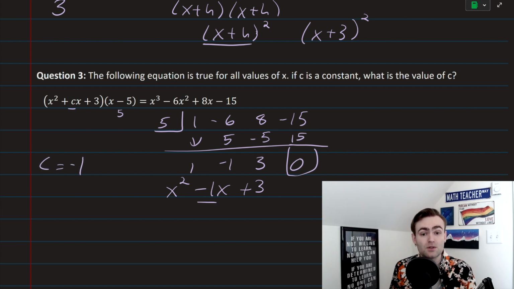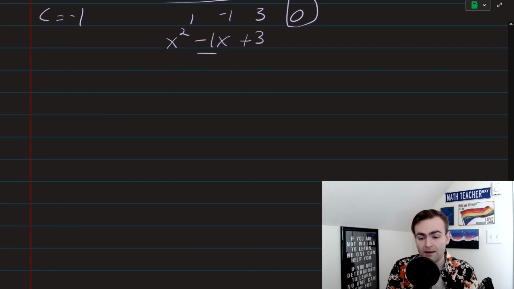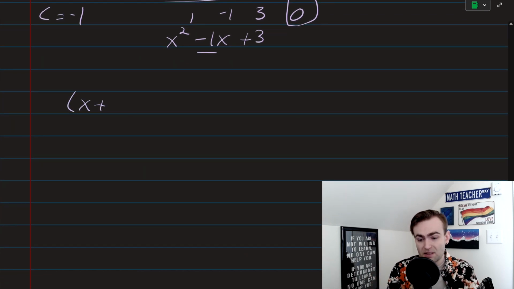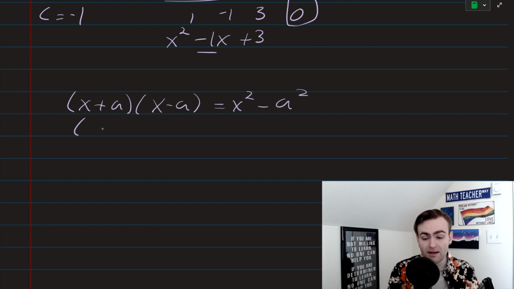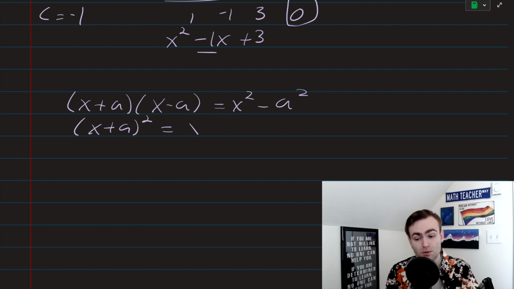So not too bad. You really just have to be able to be comfortable working between standard and factored form. Remember that there are special ones. We have x plus a times x minus a. It's the difference of squares. That's x squared minus a squared. We also have x plus a squared, which turns into x squared plus 2ax plus a squared.